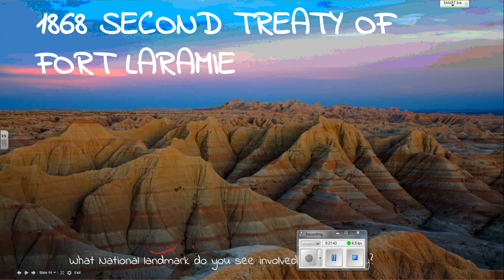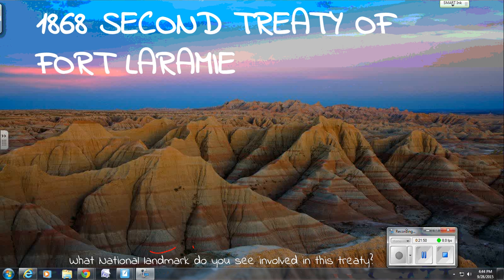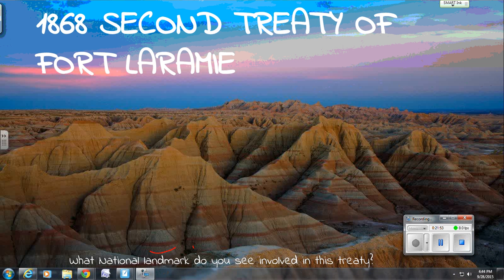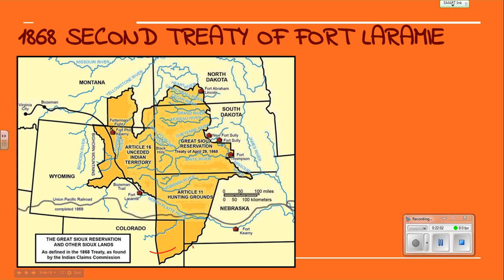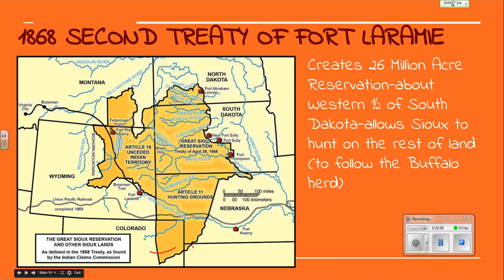The next major treaty is 1868. This is the second Treaty of Fort Laramie. Now, by looking at this gorgeous picture, what landmark do you see that's involved in this treaty? The Badlands, yes. We know it very well in South Dakota, don't we? Well, the 1868 Second Treaty of Fort Laramie really adjusted land quite a bit. It basically created a 26 million acre reservation, which is about the western half of South Dakota.